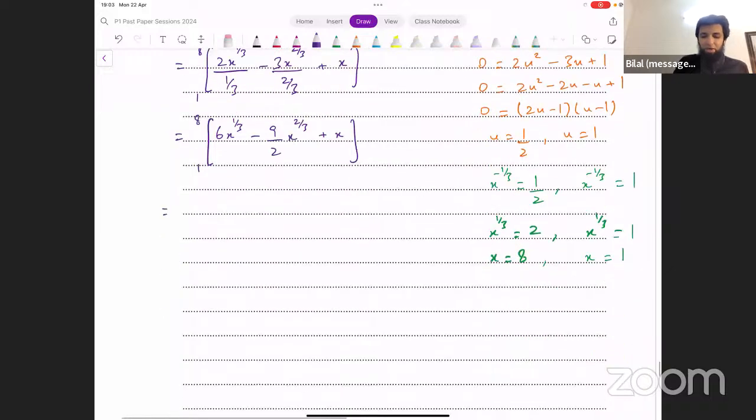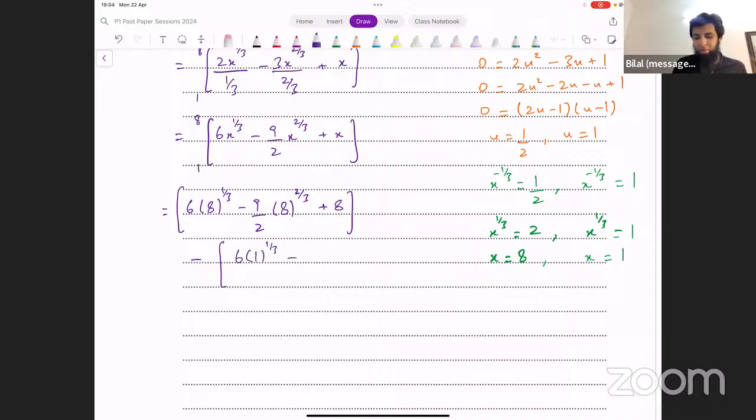Now we could input the limits from 1 to 8 and see what that gives us. Input x equal to 8. That gives us 6 into 8 raised to the power 1 over 3 minus 9 over 2 into 8 raised to the power 2 over 3 plus 8. Subtract from this the case when you input x equals 1. When you input x equals 1, you get 6 into 1 raised to the power 1 over 3 minus 9 over 2 into 1 raised to the power 2 over 3 plus 1.